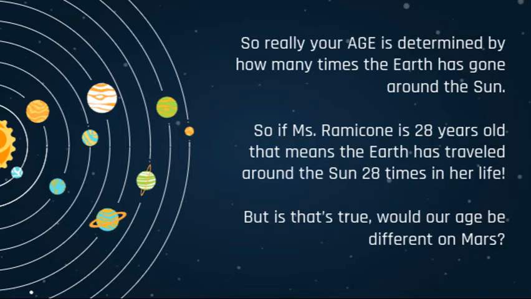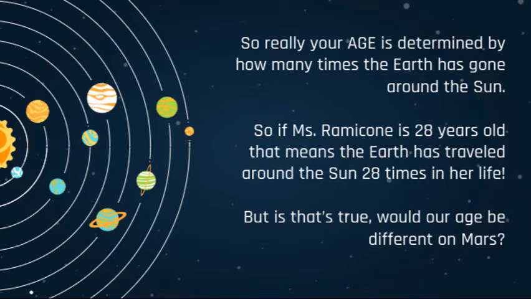So now that you've seen a demonstration of Earth revolving around the sun, you see that one revolution is 365 days. So the reason every 365 days you turn another year older is because that's how long it took the Earth to revolve. So really, your age is determined by the number of times the Earth has gone around the sun, the number of revolutions. So if Miss Ramacone is 28 years old on Earth, that means she's traveled around the sun on this rock that we call Earth 28 times.